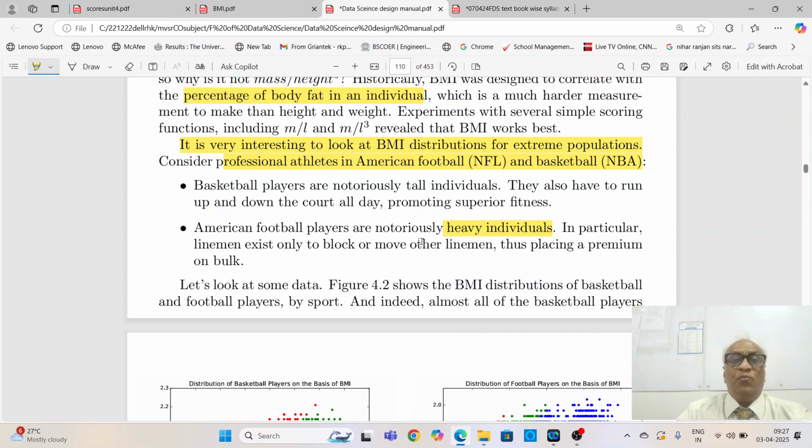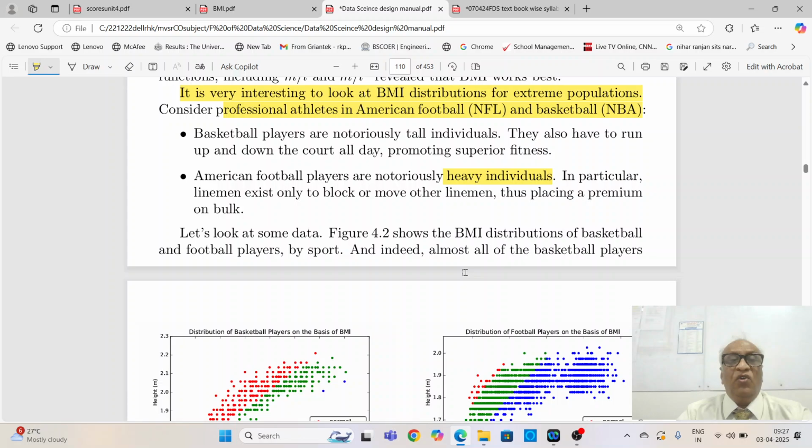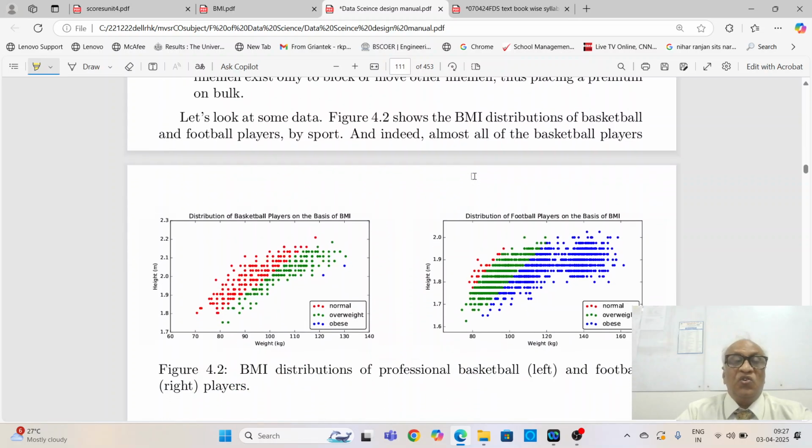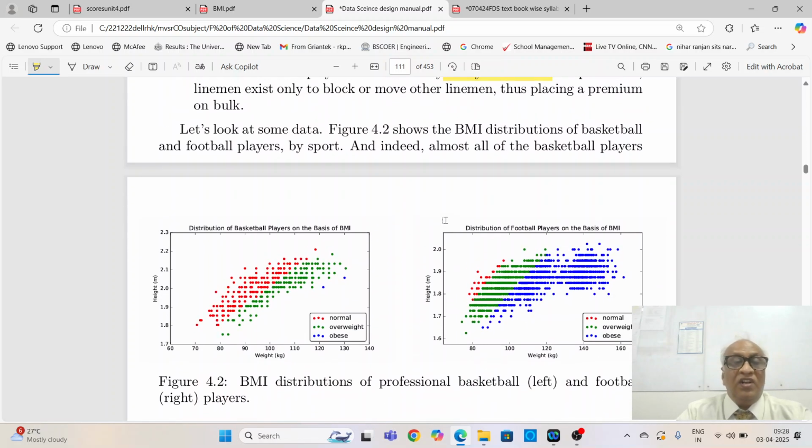If you look at the same BMI distribution for athletes and players, say football players or basketball players, usually what we find is basketball players are very tall, and football players are very heavy, right? You can see their distributions are also pretty similar to the typical BMI indexes which we are seeing here in the scatter plots.